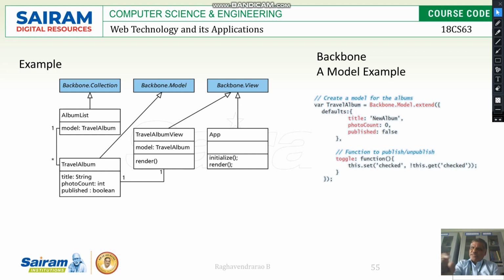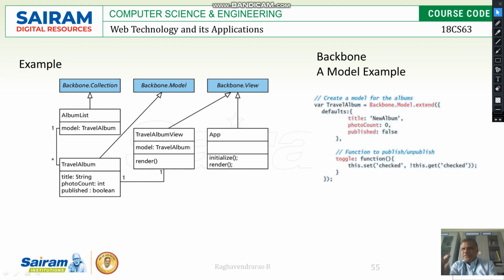So what are the functions in that? We'll see a simple program. Here there are two things: album list and travel album. This particular model's name is being called over here. Then, what is the content of those albums? It is being displayed here: the title of the album, the photo count, and published. All these things are going to be present in that. This was the architecture of this example, the travel album.